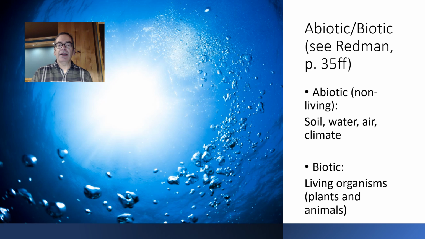So abiotic is the opposite of biotic, and biotic is all the living organisms on the planet. So that's plants, animals, humans. Abiotic is the rest of it. So I've given you a list here: soil, water, air, and climate. That's the abiotic. So that's the entire ecosystem that we will be looking at and seeing how people interact with both the abiotic and the biotic.